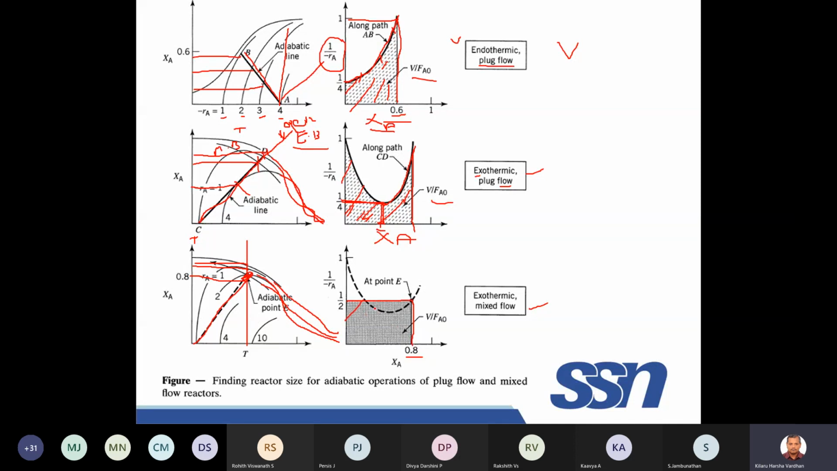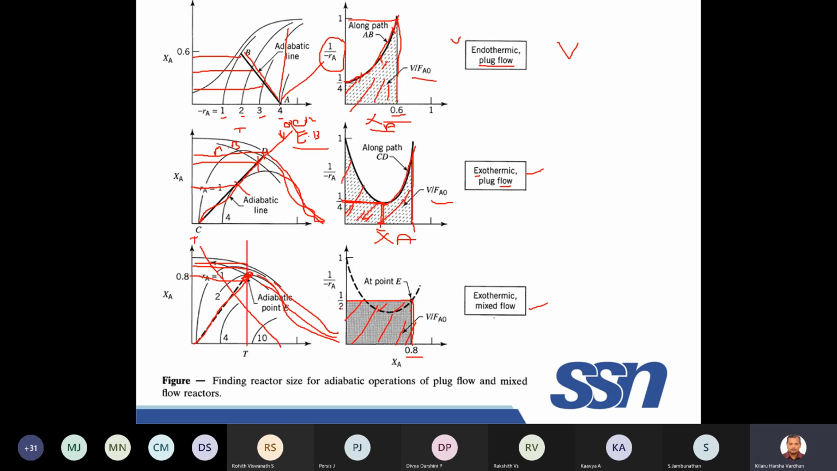So this will become your area of this particular entire region. This also will come. This is for the mixed flow. If it is endothermic, then your slope will go like this. Again, you see which point you want.